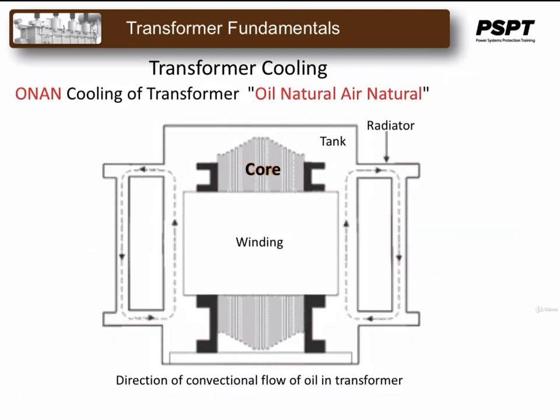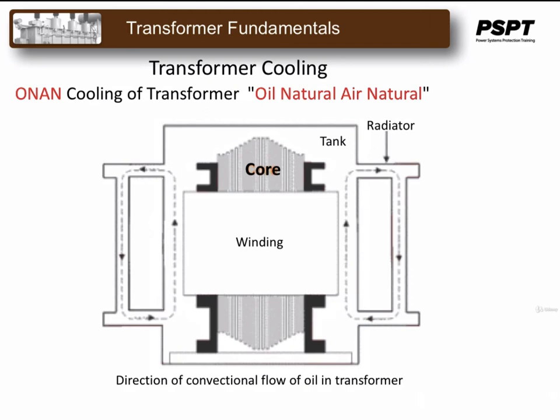ON-AN cooling of transformers. This is one of the simplest transformer cooling systems. ON-AN is oil natural, air natural. Here, natural convectional flow of hot oil is utilized for cooling. The oil will absorb the heat from the transformer windings and core, then migrate to the top of the transformer.